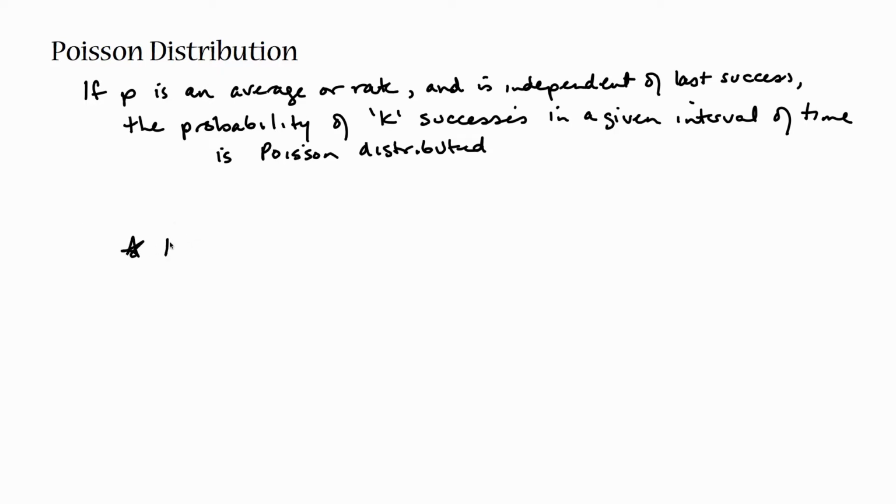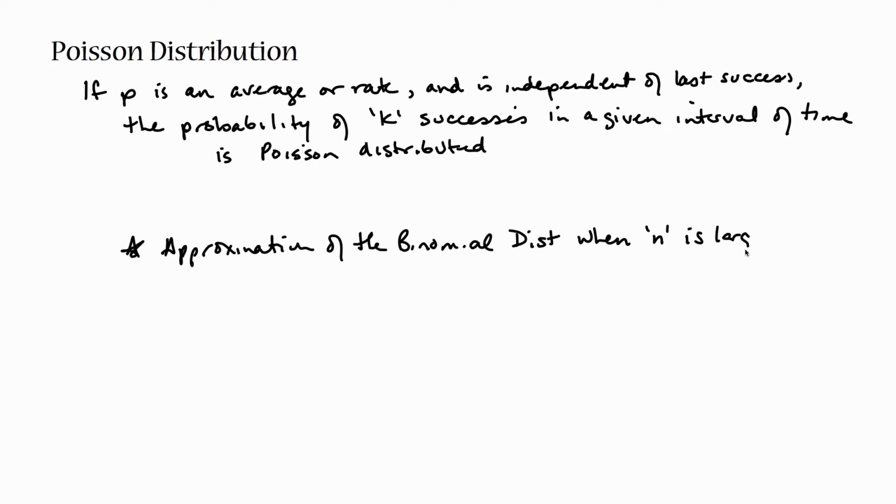So this is an approximation of the binomial distribution when n is large and p is small, for modeling rare events. Right, and the mean and the variance of this distribution are both n times p.